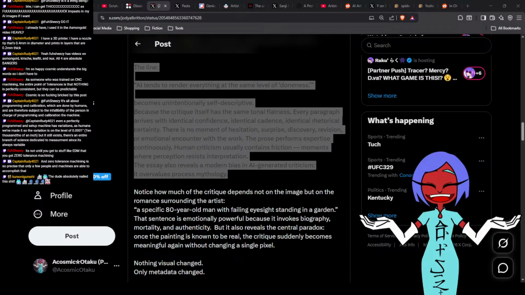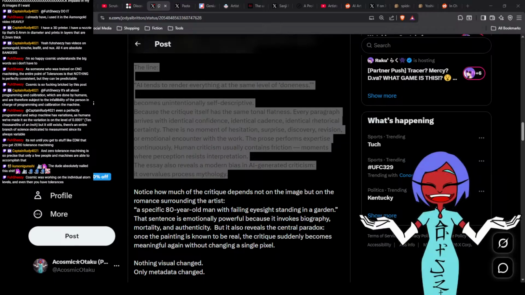Fushigi at Captain Rudy, even a perfectly programmed and set up machine has variations. As humans, we've made it so the variations are on the level of 0.0001, so 10,000th of an inch, but it still exists. There's an entire branch of science dedicated to measuring, since it always is a variable. Fushigi says it's not until you get to stuff like EDM that you get zero tolerance machining. Captain Rudy says zero tolerance machining is so precise that only a few people and machines are able to accomplish it. And Kura says, the dude absolutely nailed this. I would agree. Yes.